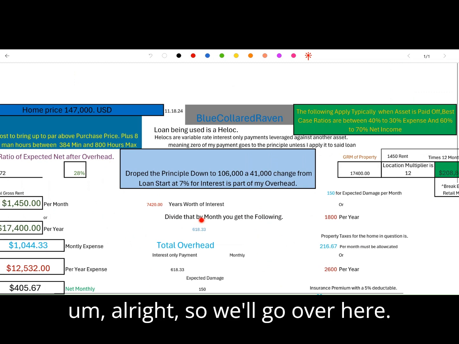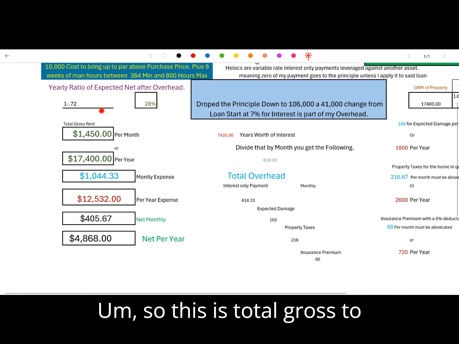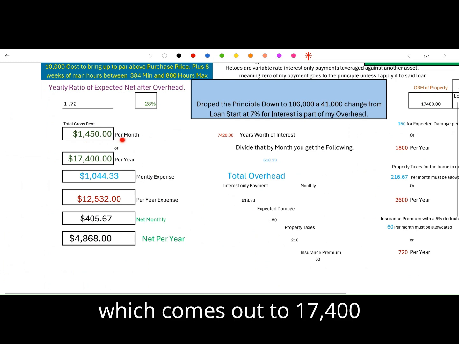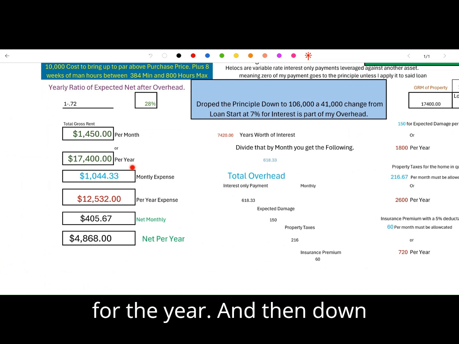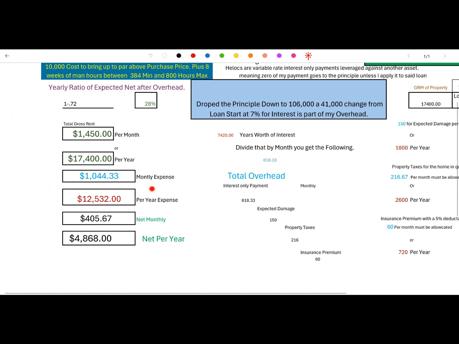All right, so we'll go over here. This is total gross rent per month, 1,450, which comes out to 17,400 for the year. And then down here you have the monthly expenses, 1,044, which comes out to 12,532 per year.